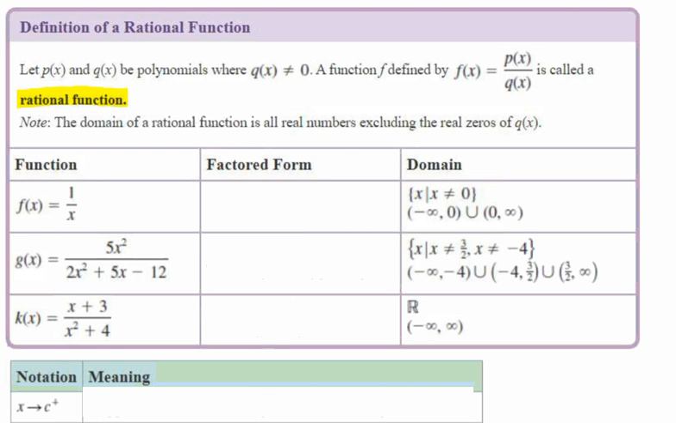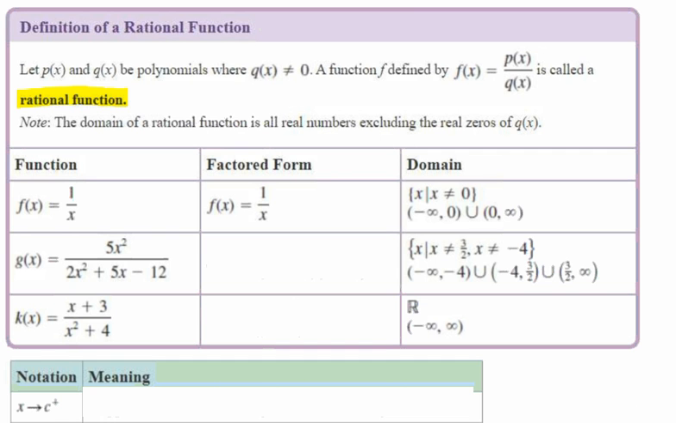So for example, if we have 1 over x, which is our parent function, and we look at that factored form, we see that it can't be factored any lower. And so our domain is the set of x's where x can be anything except for 0. In interval notation, that would mean from negative infinity to 0, with a union from 0 to infinity.